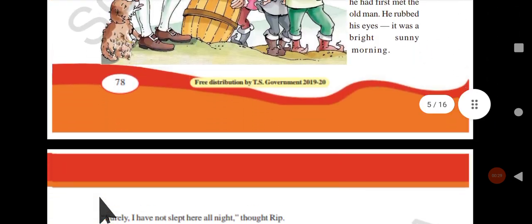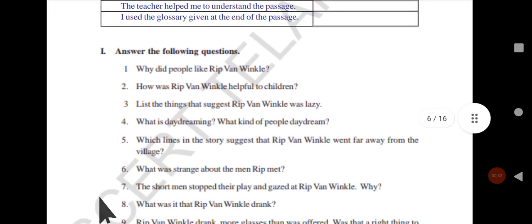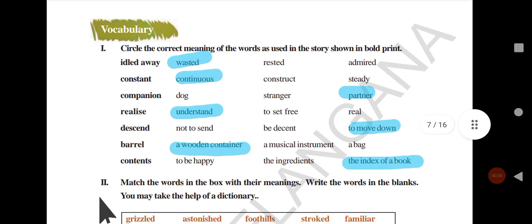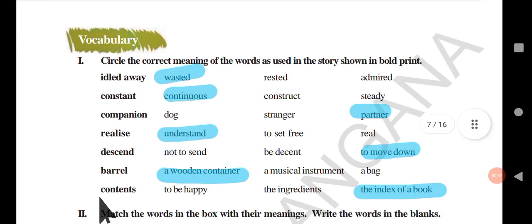We had completed this whole A, B, C and reading, and we will look at the grammar that we have in reading A in this video. After that, if there is any grammar part in reading B and C, we will go through that. So if you look at this, we have vocabulary exercises here. Roman number 1. Circle the correct meaning of the words as used in the story shown in bold print. You have to get the correct meanings of the words which are here. These are the words which you already have in the lesson. Now you have three options for each of these words and you have to get the correct option.